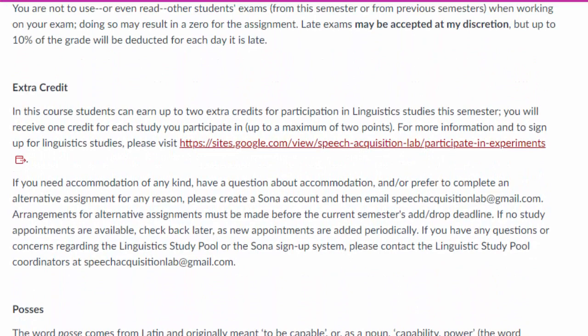You have one and only one opportunity for extra credit, and that's to participate in an experiment or up to two experiments in the speech acquisition lab. So for up to 2 extra credit points on your total grade, you can participate in these experiments and get extra credit.